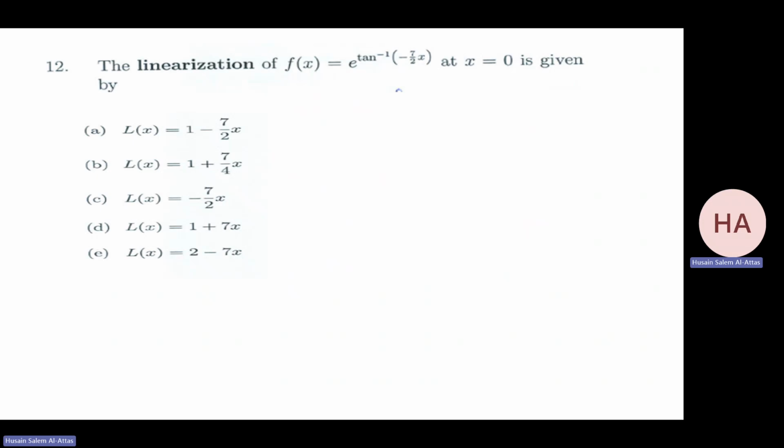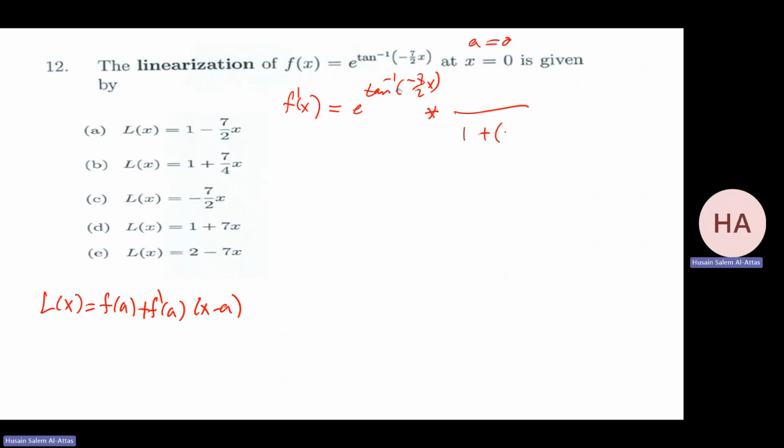The linearization of this function at x equals 0 is given by this. Okay, don't forget the formula. L of x is f of a plus f prime at a, x minus a. So I need f prime. This is a. f prime will be what? e to the tan inverse of minus 7 over 2 x, times 1 over 1 plus minus 7 over 2 x all squared, times the derivative of this, which is minus 7 over 2.